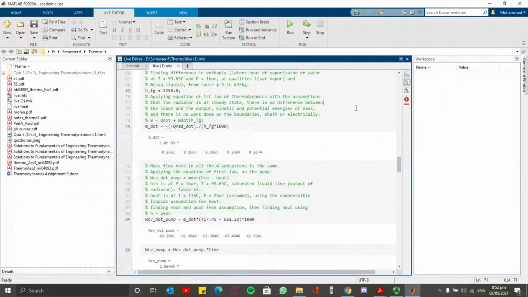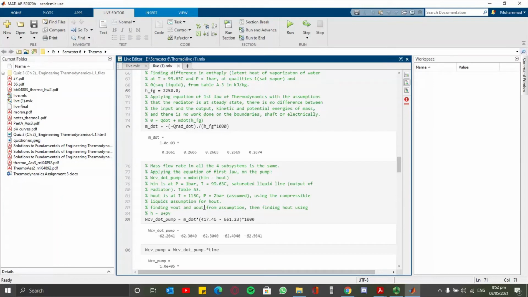My name is Mohammad Ijlal, and I will be carrying out the later part of the explanation of the major assignment. So Fatma explained how we got to the M dot, and we found M dot. M dot is basically the same for all the subsystems as it is in steady state, and as mass is going in the pump from the radiator and then to the boiler.